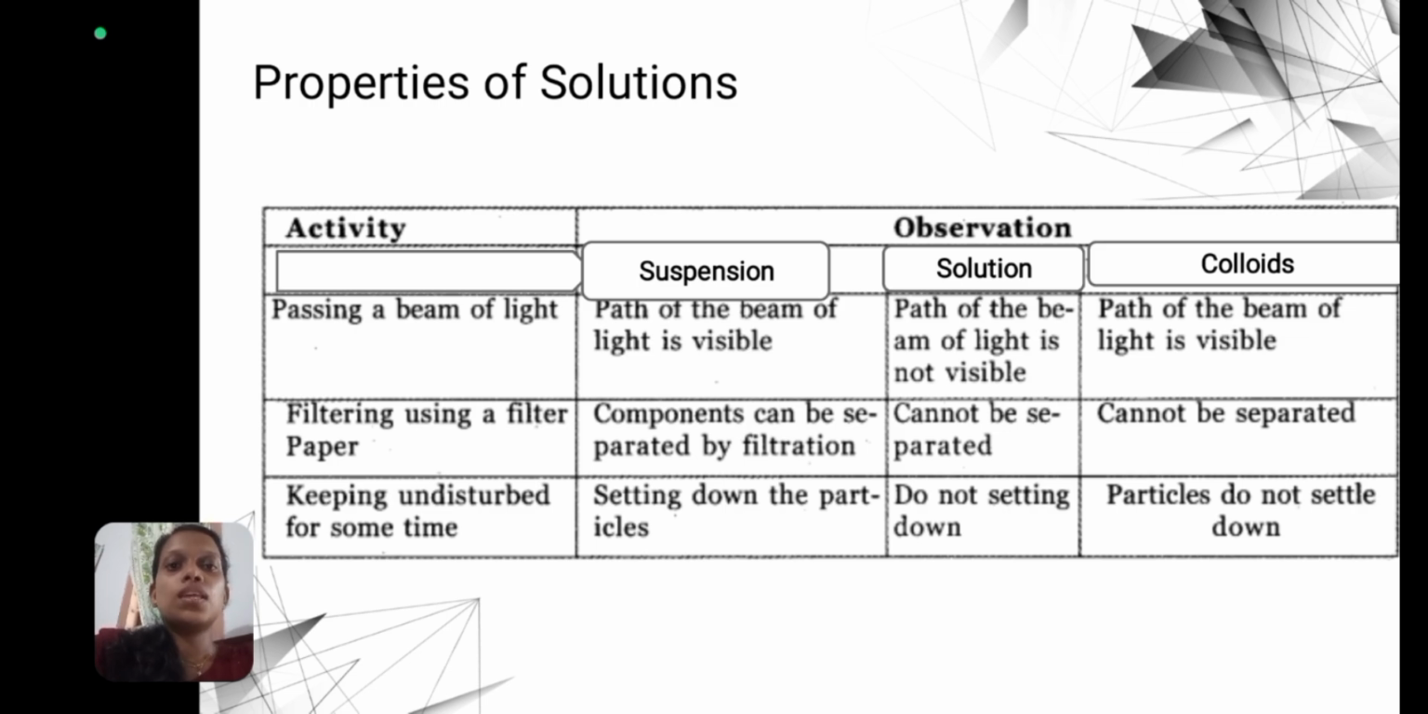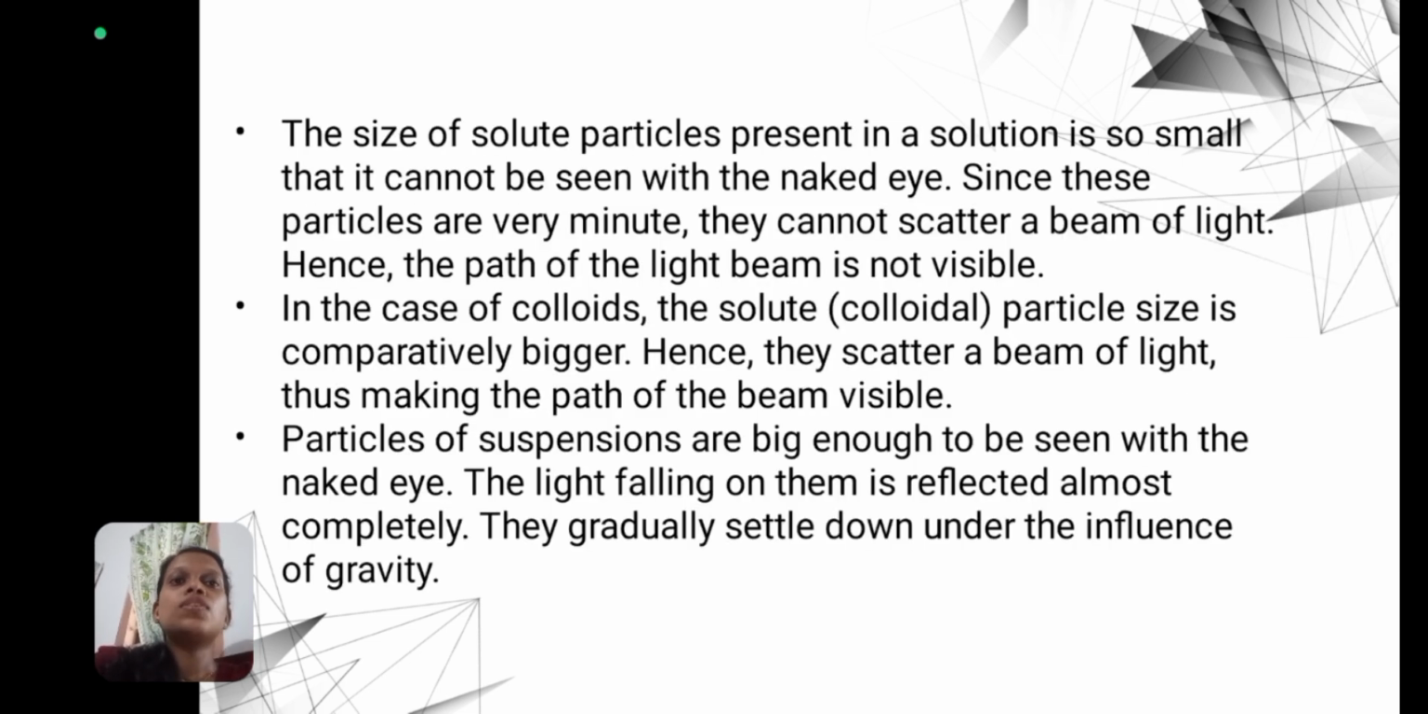When we keep these three solutions undisturbed for some time, we can see that the particles settle down in suspension, and in solution and colloids they do not settle down. Thus, we can move to the inference that the size of the solute particles present in a solution is so small that it cannot be seen with naked eyes. Since these particles are very minute, they cannot scatter a beam of light. Hence, the path of the light beam is not visible.